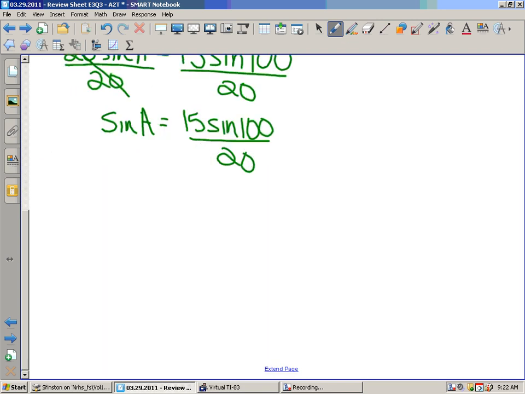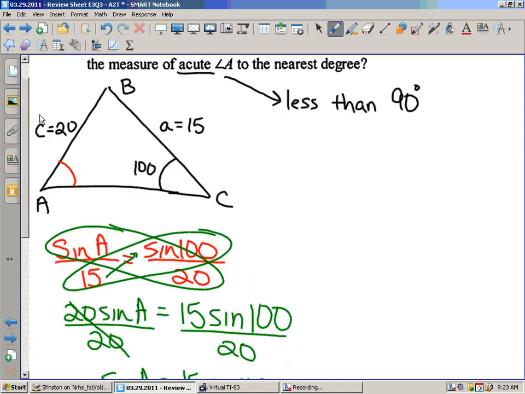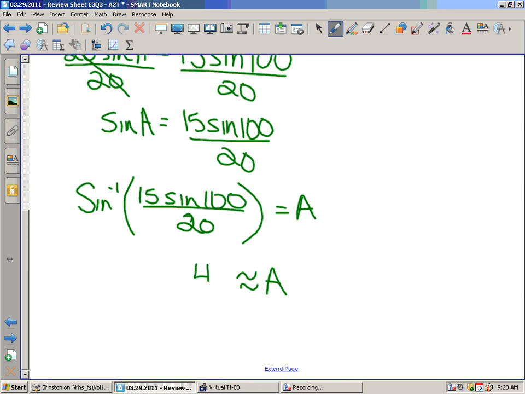Let's see. Who always asks me about this? How do you find an angle? The arc sine. The inverse. Okay. Sine inverse of 15 sine 100 over 20 equals A, and A is approximately, how much? 48? Okay. So what does it want? We got to be careful. Is it to the nearest degree? So A is, in fact, 48, and that's acute. Oh, isn't it so acute? What an acute little angle. Anyways.